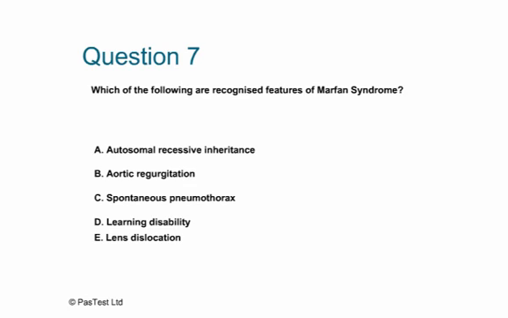In this situation, B, C and E are recognised features of Marfan syndrome. A is just simply wrong. B is probably put in as a distractor because people sometimes think of Marfan syndrome and homocystinuria together as they have similar clinical features. Individuals with homocystinuria do have learning disability, but those with Marfan do not.